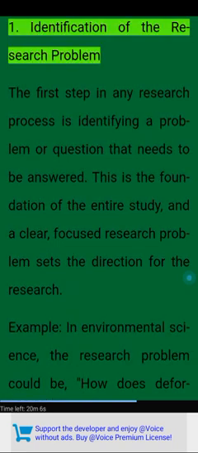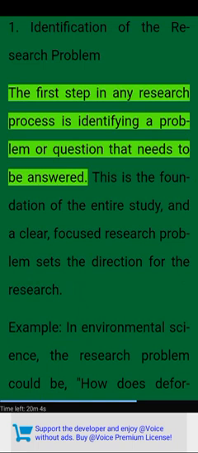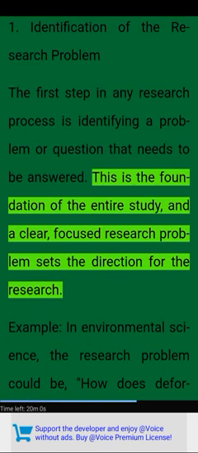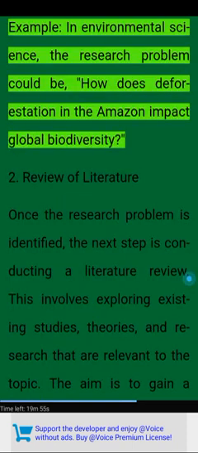1. Identification of the research problem. The first step in any research process is identifying a problem or question that needs to be answered. This is the foundation of the entire study, and a clear, focused research problem sets the direction for the research. Example, in environmental science, the research problem could be, how does deforestation in the Amazon impact global biodiversity?